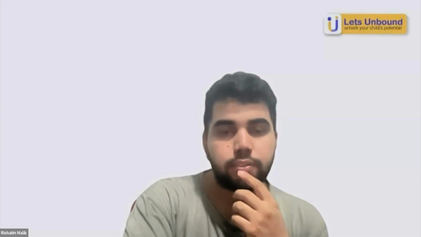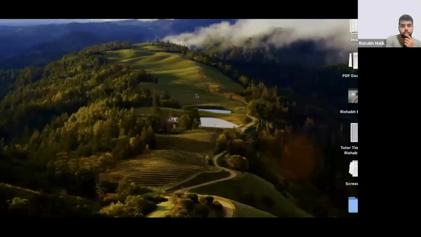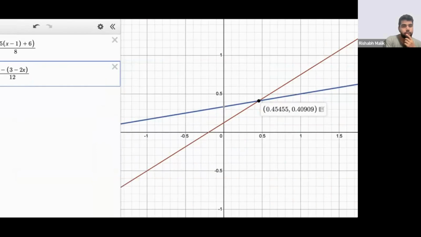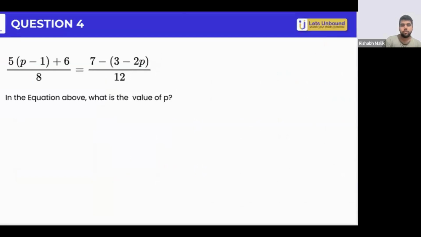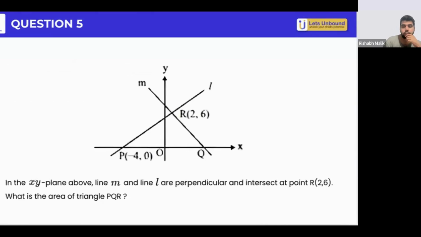So my answer in this case would be, yeah, here. So p was coming out as 0.4545. So that's how we can solve any complex equation without even picking up a pen. Moving forward to another question.